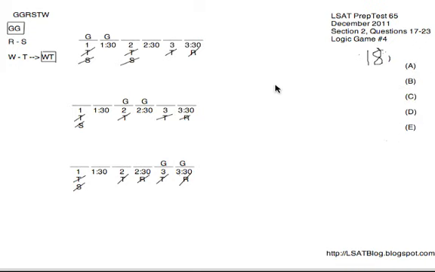Next, number 18, if W is the first program. So right away we know the top diagram is not relevant because it has G on 1. I'm going to look at the middle and bottom diagrams with W on 1.